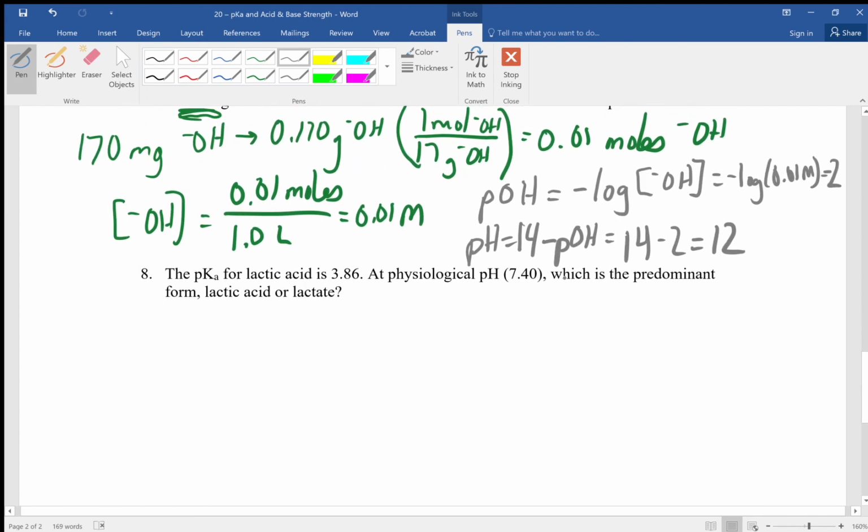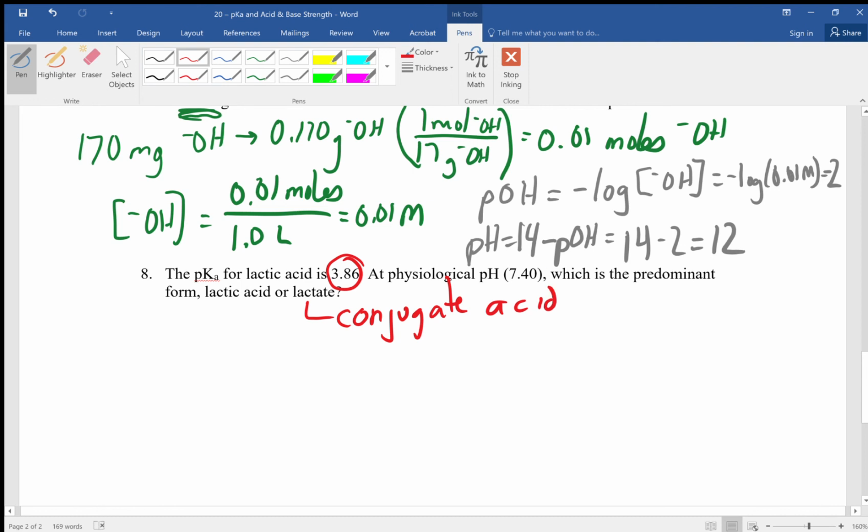All right, and finally, question 8. This is something we'll get to in a little bit, but I'm going to go over it here anyway. So we have lactic acid, which has a pKa of 3.86. In our bodies, we typically have a pH of around 7.4. So what would be predominant? Would it be the lactic acid itself or lactate, which is the conjugate base of lactic acid?